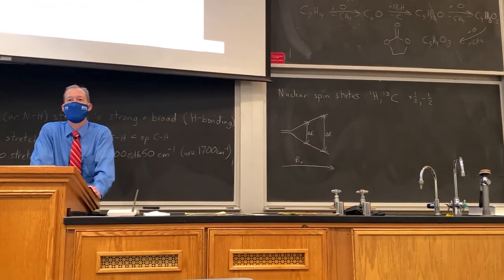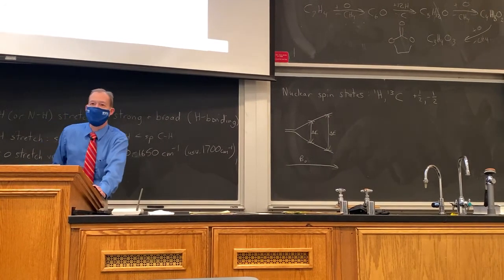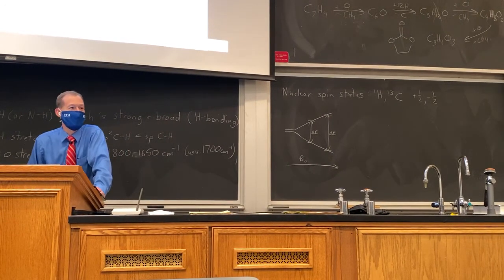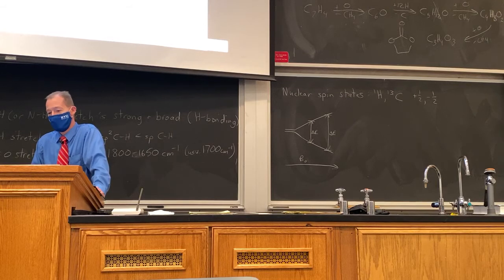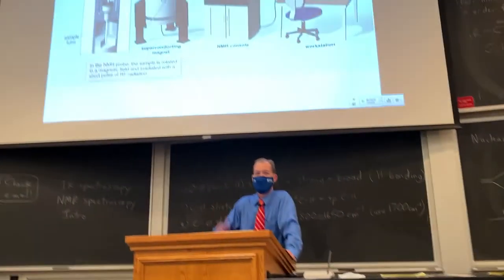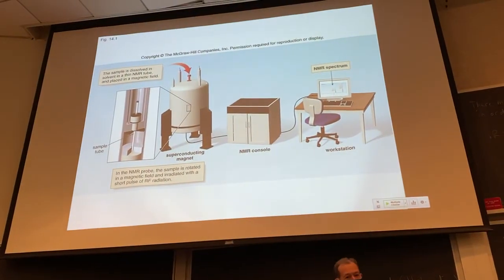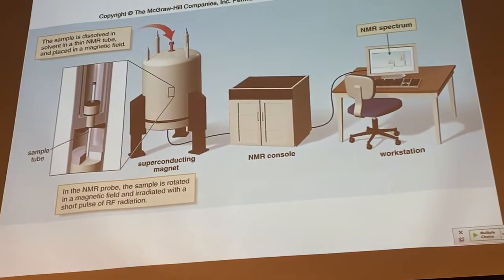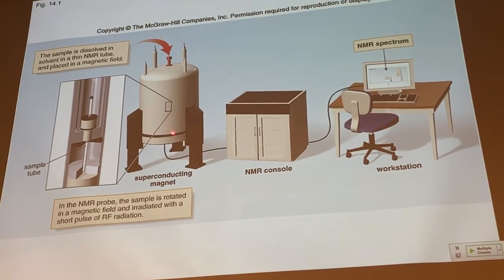I can't. Maybe a physical chemist can, but I don't know exactly what it looks like. But I do know what an NMR spectrometer looks like. So here we have a schematic of an NMR spectrometer. We have a superconducting magnet.